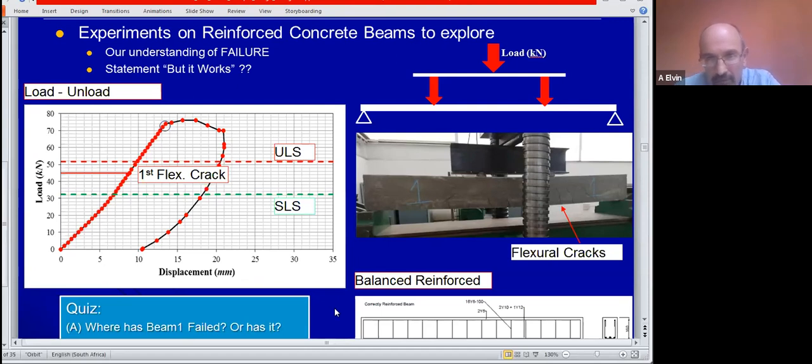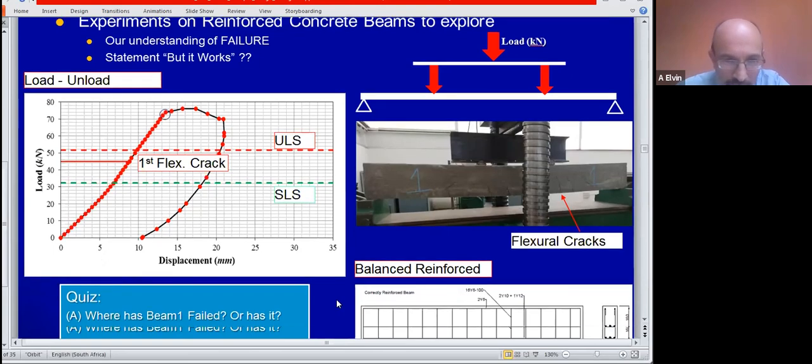So the question is, if I were to load this in a second cycle, will I attain serviceability limit state loads, ultimate limit state loads, beyond, below? Please tell me. Start at 10 millimeters and follow the same curve. To where? I want to know how much load it will take. Is it working? All right.